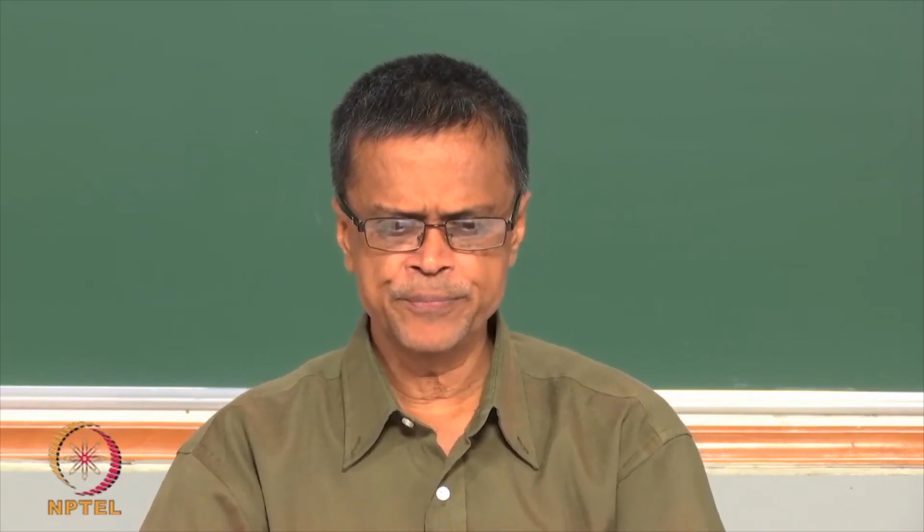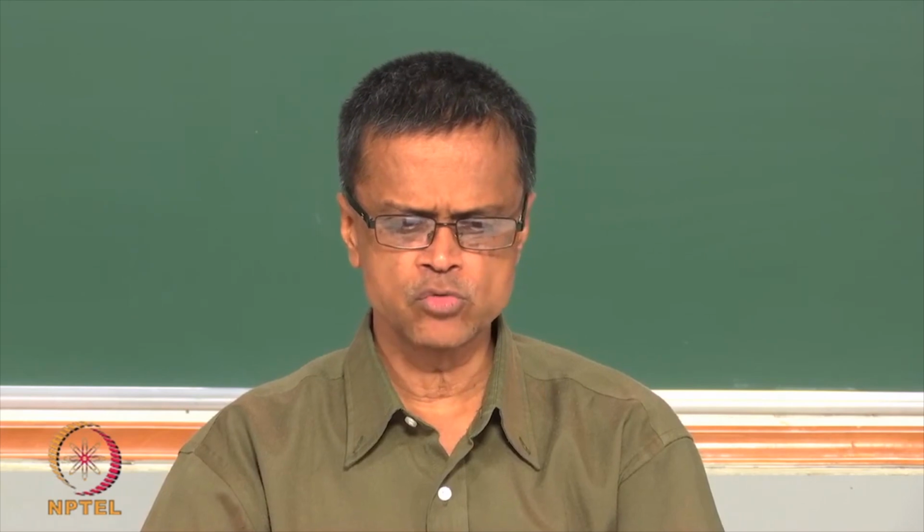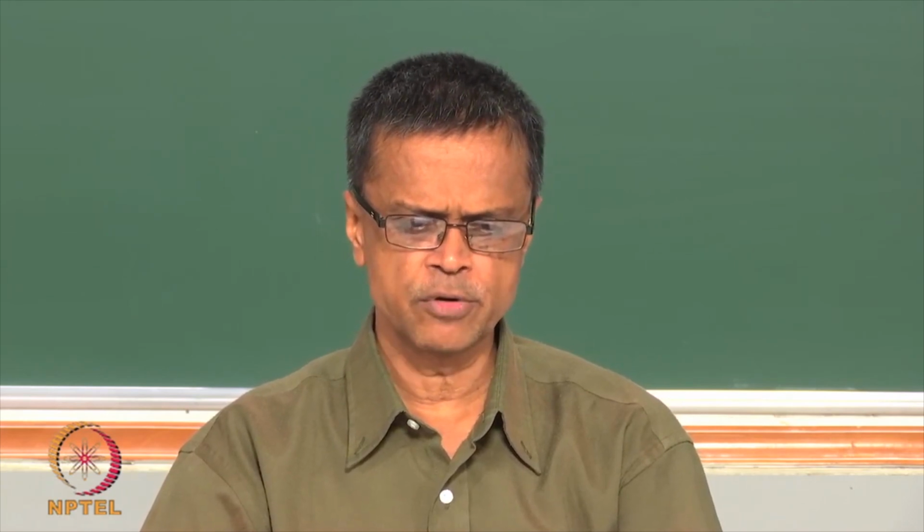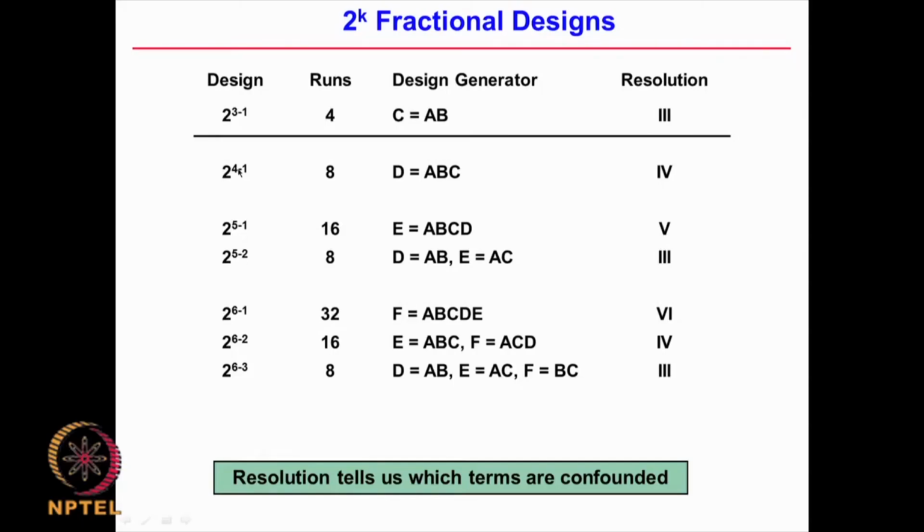So resolution 3 designs are not generally liked, resolution 4 or above are already liked. If you say 2 power 4 minus 1, that means 4 is the number of factors or parameters you are looking at, and this is a half of that. So 2 power 4 is 2 into 2 into 2 into 2, which is 16, half of that will be 8 experiments.